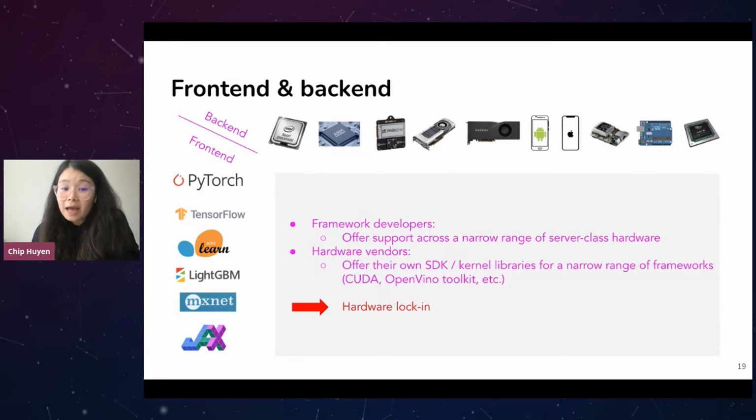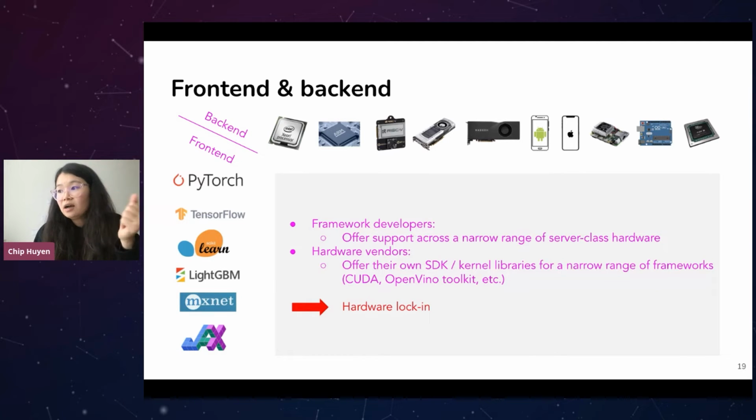So what usually happens so far is that for framework developers, if you want to build a new framework like PyTorch or TensorFlow, you usually offer support across a narrow range of server-class hardware. For example, we say let's try to get our framework to work really fast on GPU. At the same time, when hardware vendors develop new hardware, they probably offer certain kernel libraries for a narrow range of frameworks.